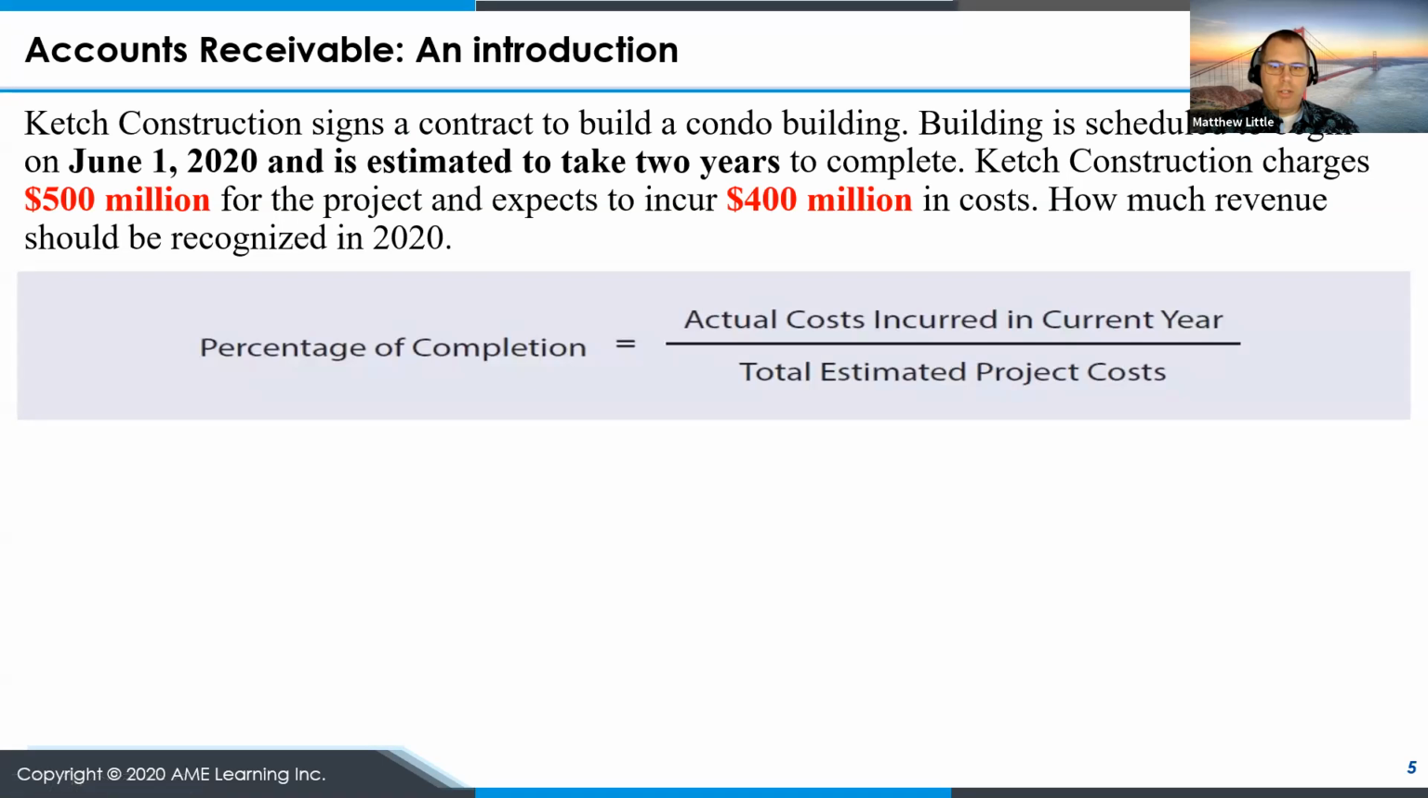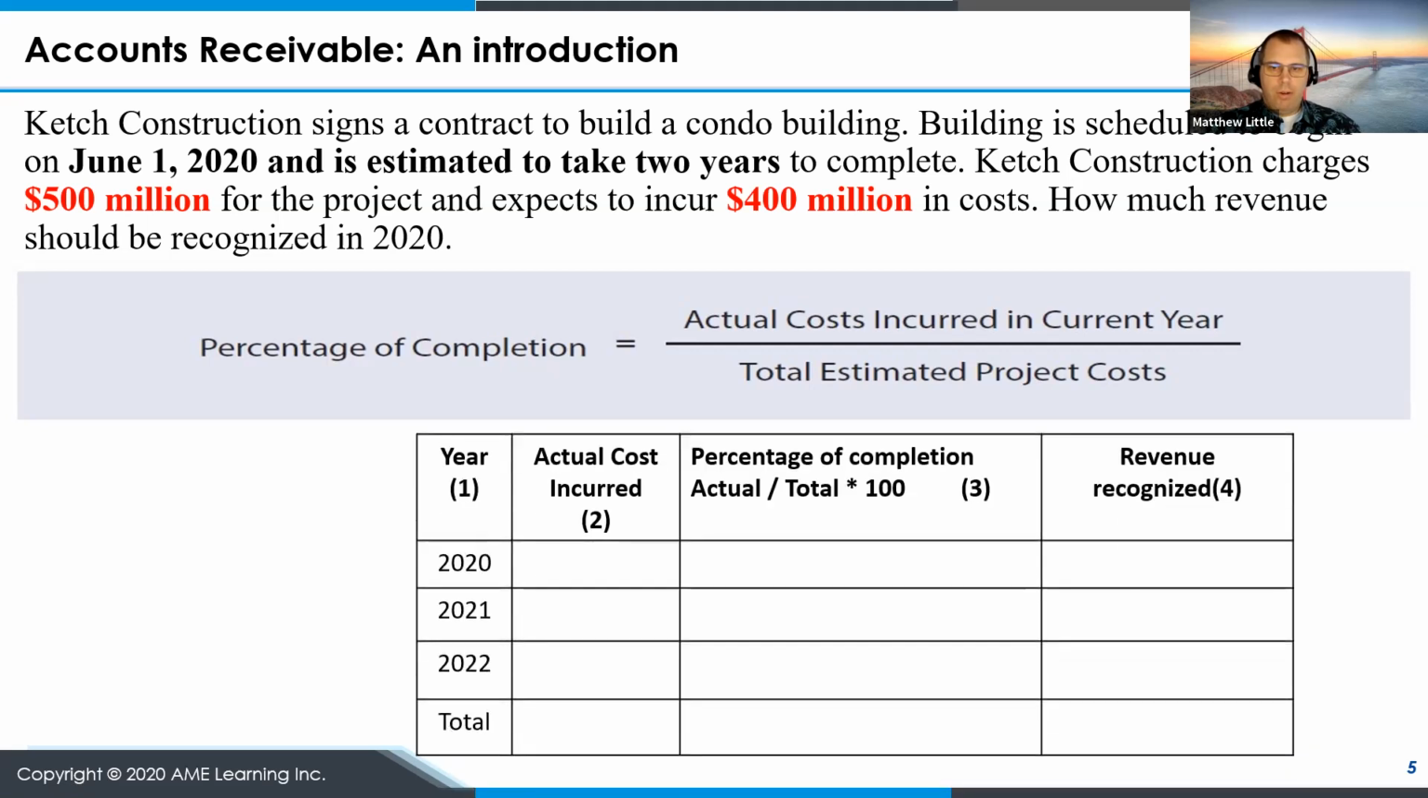In this case, we'll use the percentage of completion, where we look at the actual costs incurred in the current year divided by the total estimated project costs. We'll create a little chart that looks at the 2-year project span, which covers 3 fiscal years, 2020, 21, and 22. We'll say that we'll incur a cost of $100 million in the first 7 months of the project in calendar 2020. We'll incur costs of $280 million in 21 and $20 million in 2022. Doing the math, $100 million of cost divided by the $400 million in total, we'll have 25% percentage of completion in year 1.